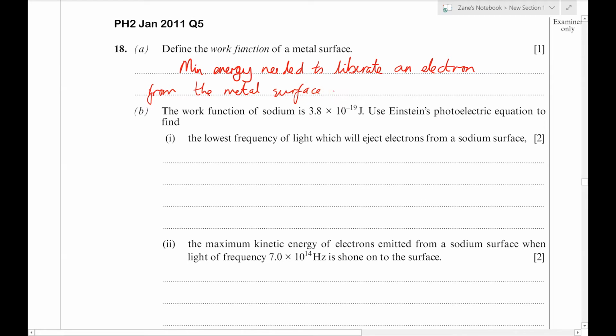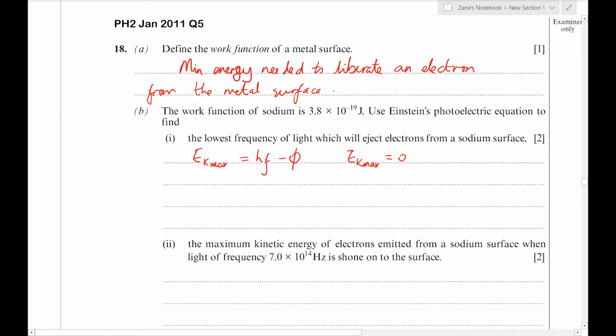The work function of sodium is 3.8 times 10 to the minus 19 joules. We need to use Einstein's photoelectric equation to find the lowest frequency of light which will eject electrons from the sodium surface. This lowest frequency is known as the threshold frequency. Well, Einstein's photoelectric equation is EK max is hf minus phi. And if we have electrons just barely emitted from the surface of the metal, then EK max will be 0.